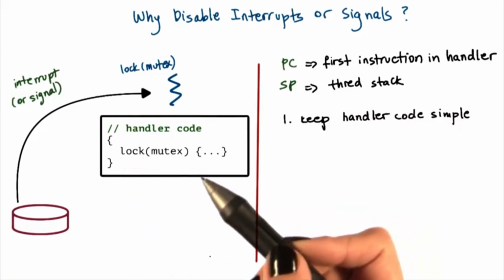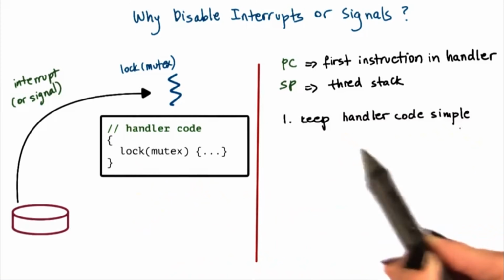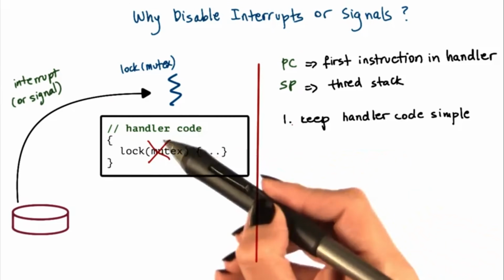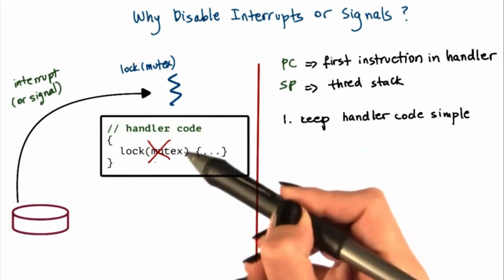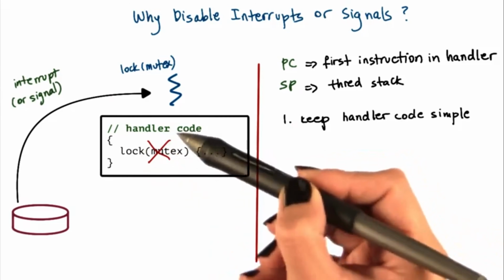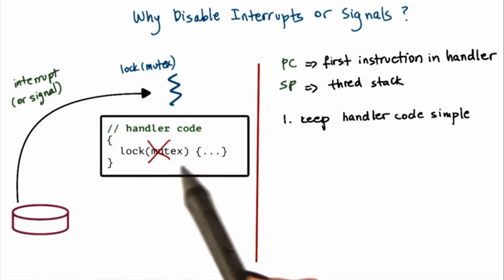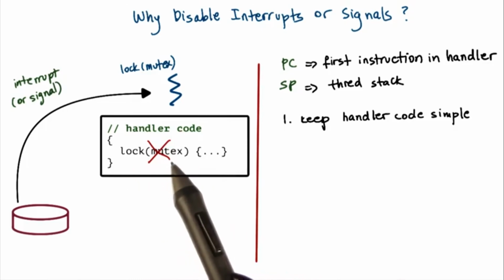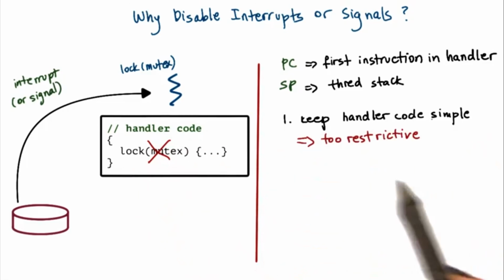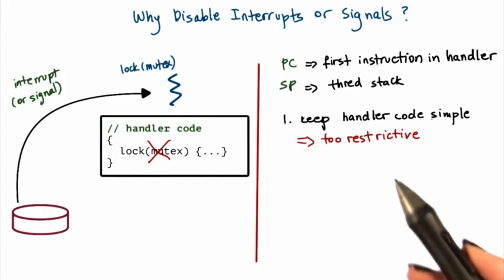To prevent these issues, one possibility is to keep the handling code simple. What this means in this context is that we can prohibit the handling code from using mutexes. If there is no possibility for the handler code to block on some mutex operation, then the deadlock will not occur. The problem with this is that it's too restrictive. It limits what a handler can do.